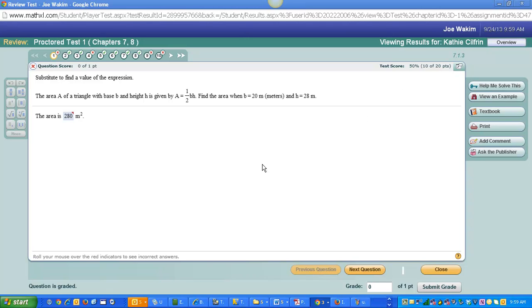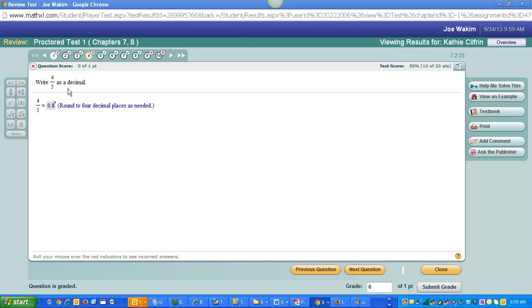Alright, so on this problem, all you need to do is substitute the value of b, which is 20, and the value of h, which is 28. If you start by dividing 20 by 2, you get 10, and 10 times 28 is 280. So basically all we did is substitute the value of b, which is 20, and substitute 28 for h, then multiply, or you can divide by 2 first and then multiply. So the best way now is to divide by 2. 20 divided by 2 is 10, and 10 times 28 is 280.